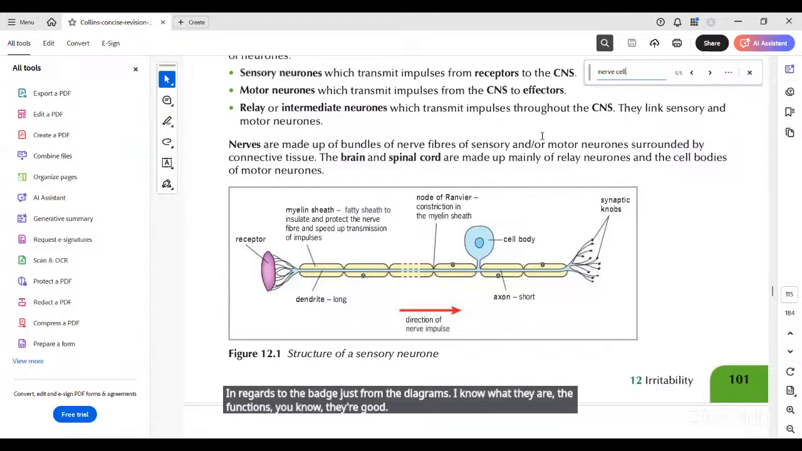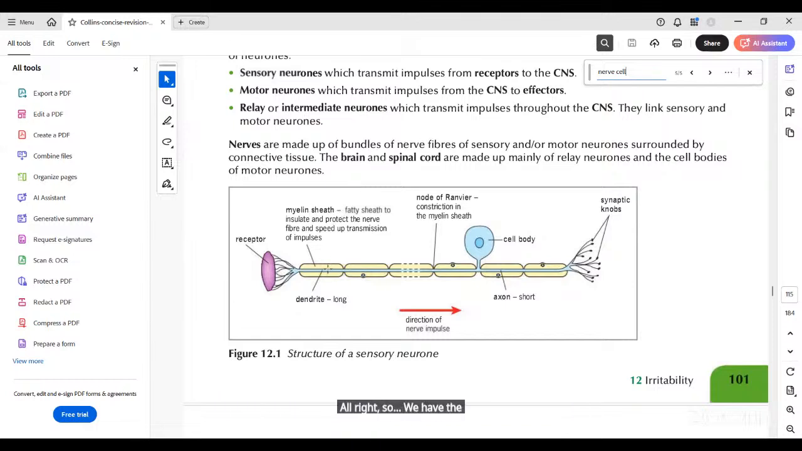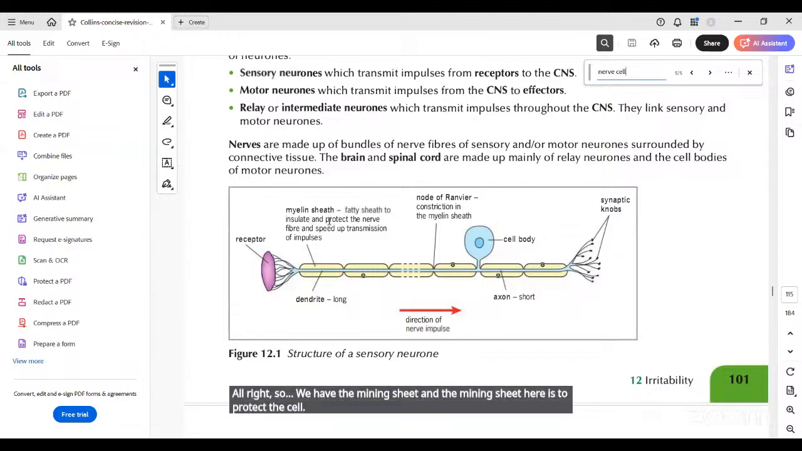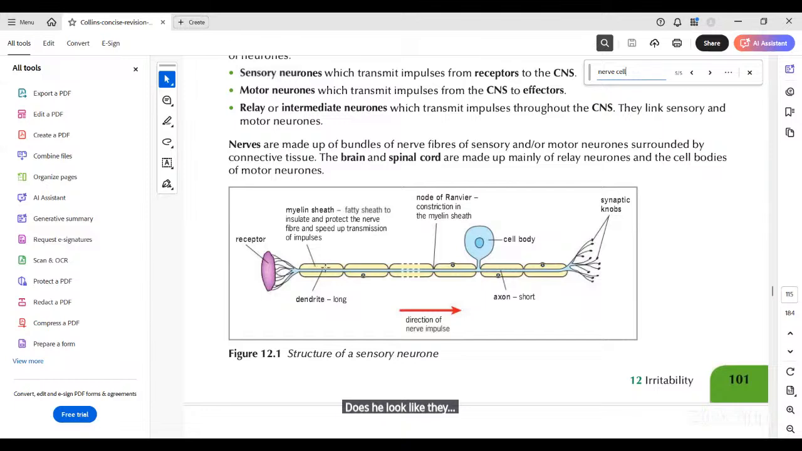All right, so we have the myelin sheath, and the myelin sheath here is to protect the cell. What does this drawing remind you of? Almost like the capsule in bacteria cells. Yes, the capsule in the bacteria, right? So the myelin sheath insulates and protects the nerve fiber and speeds up transmission of impulses.